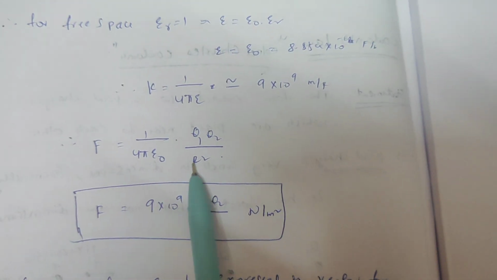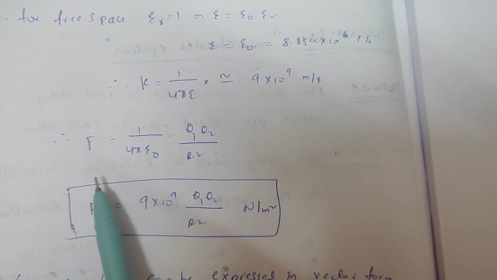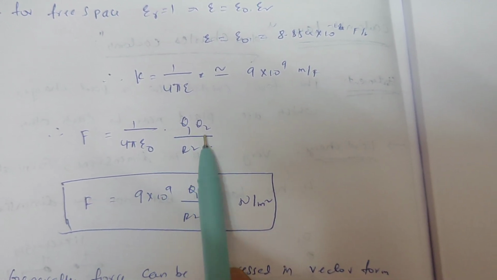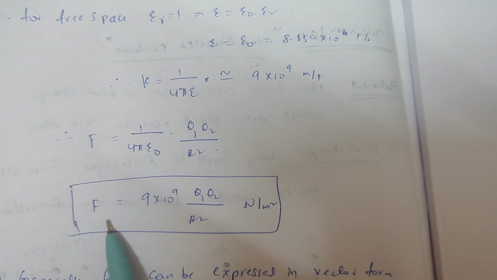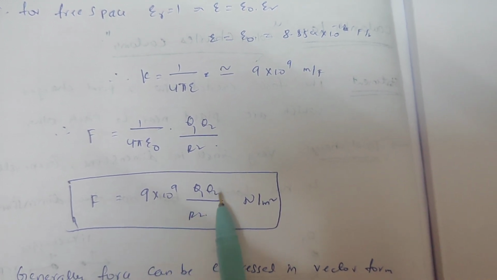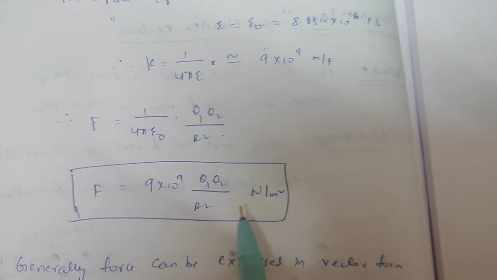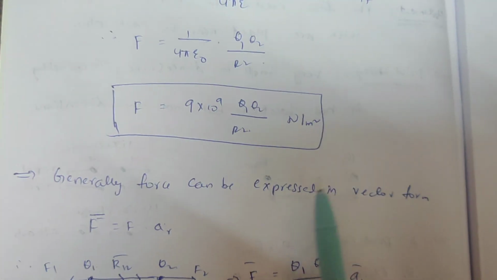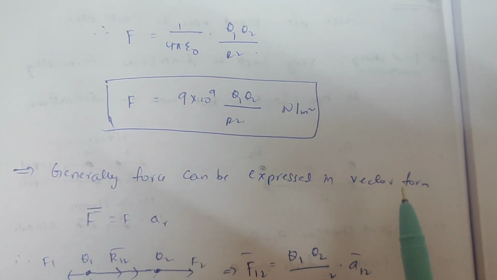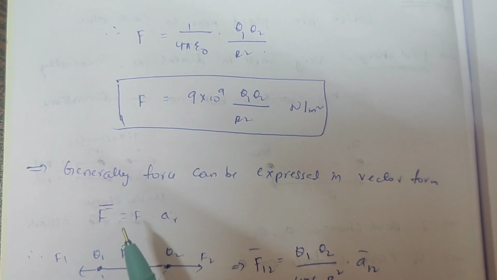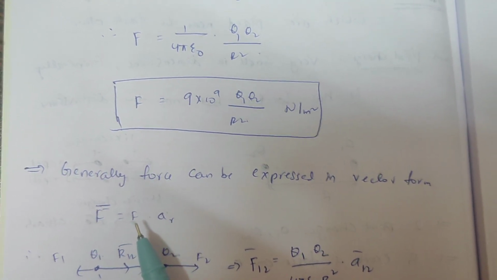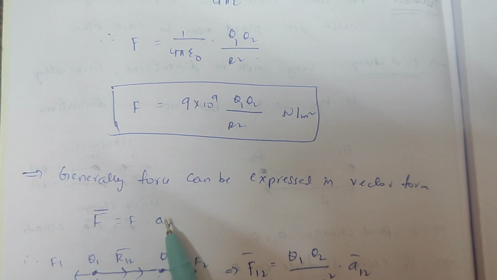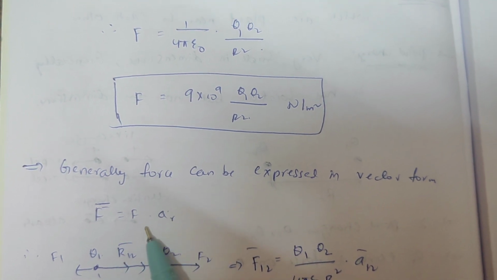Therefore, substitute that K value here. F is equal to 1 by 4 pi epsilon naught into Q1 Q2 by R square. So F is equal to 9 into 10 power 9 Q1 Q2 by R square Newton per meter square. So this is the force equation. Generally the force equation can be expressed in vector form. Vector form means it has a magnitude as well as a direction. So F is equal to F into AR.